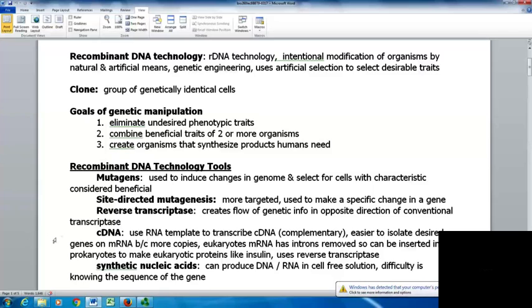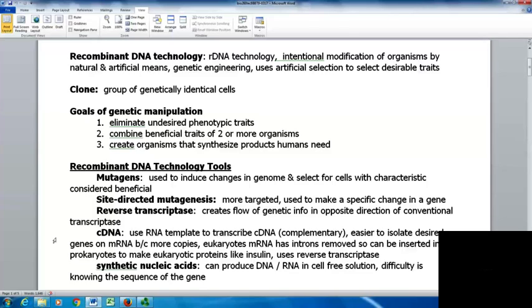Reverse transcriptase is an important enzyme. We got this from the HIV virus. It creates a flow of genetic information in the opposite direction of the conventional transcriptase. So what this will allow you to do is use RNA and make a DNA from it. We call that your cDNA or complementary DNA, where you use that RNA template to make the cDNA.